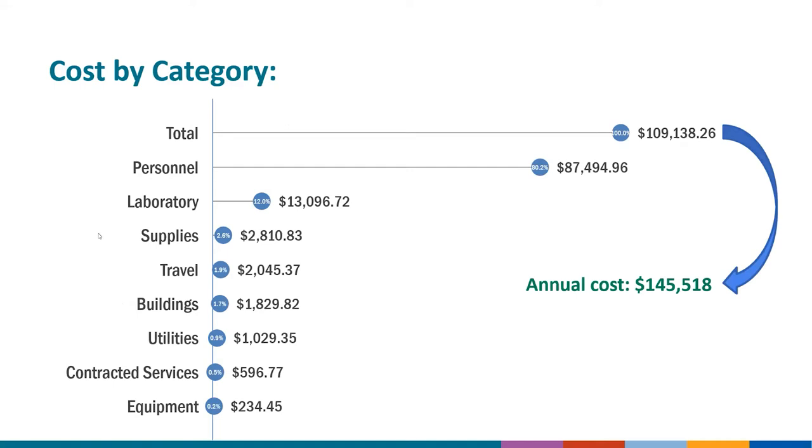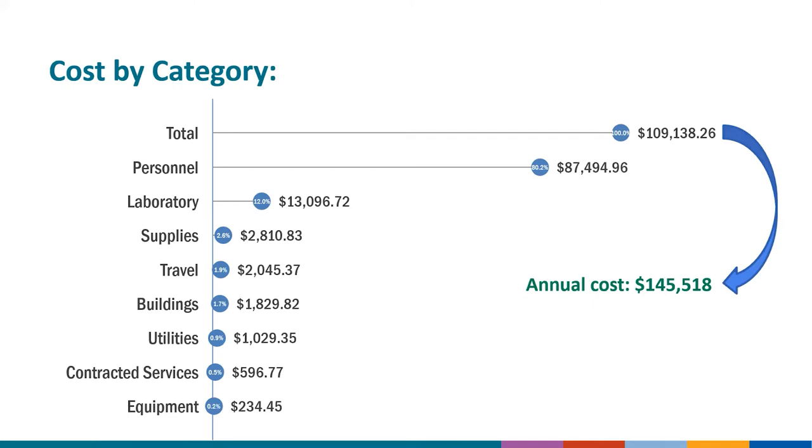As I said before, we have cost by category, different cost categories. If you see in the graph, I guess you can see my cursor now, I'm pointing to the cost categories that we have on the y-axis: personnel, laboratory, supply, travel, buildings, utility, and contracted service and equipment. The total cost is up to $190,000. That's actually, keep in mind, from February to October, those are the 9 months.